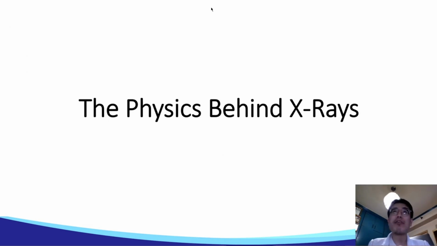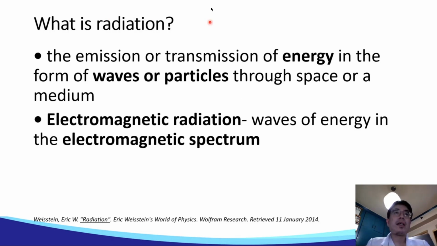Into the clinical aspect of X-rays, a brief definition of terms. And the first thing we need to define is radiation. Radiation, simply, is the emission or transmission of energy in the form of waves or particles through space or a medium. And one of the most important types of radiation is electromagnetic radiation.